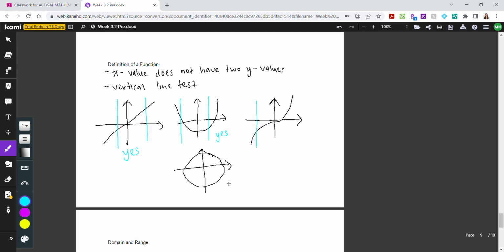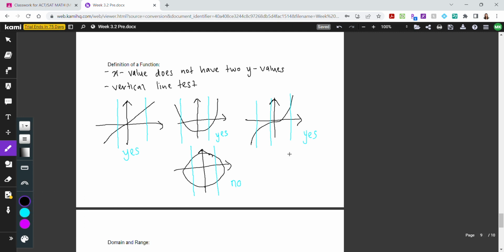Oh, look, cuts at one point. Cuts at one point, cuts at one point. This is a function. Now let's look at this one. Oh, it cuts at 2 points. Oh, look, it cuts at 2 points. Because the x value has two y values, right? Because it cuts at 2 points, that means this is something that we would not consider a function. All right.